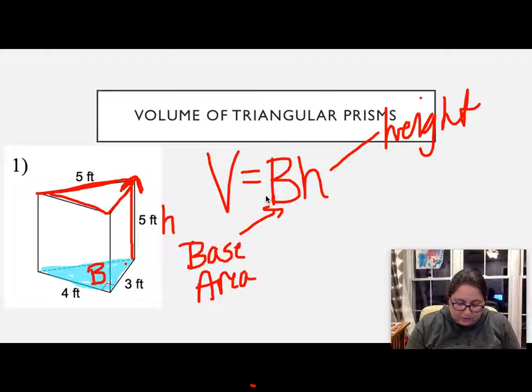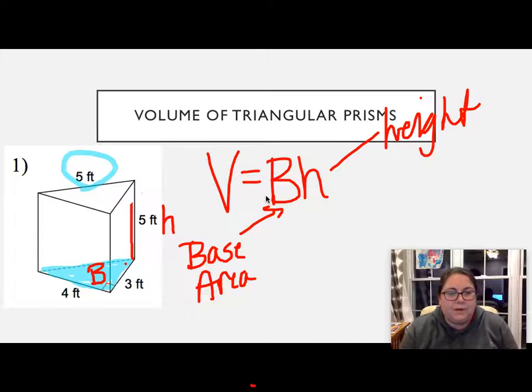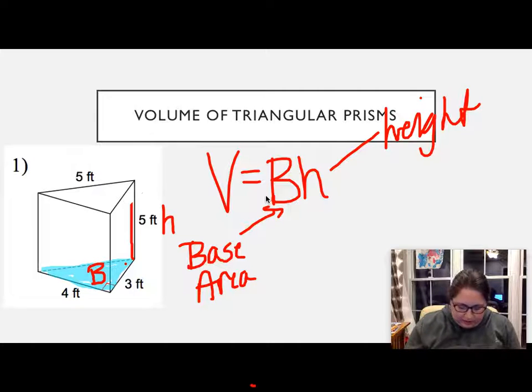Something that gets pretty confusing for some people is why you don't actually use this 5. We'll talk a little bit about that today, but what you need to think about is, when you're working on this, what information do you need to find the base area and what number represents the height? So I'd encourage you to think about those two things today as we're working.